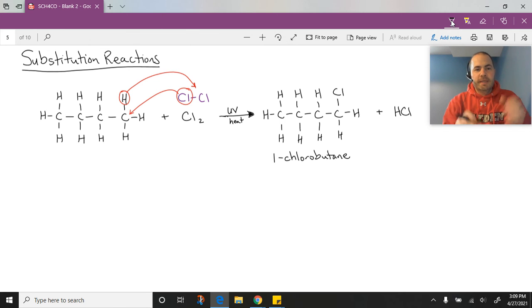Okay, so again, in our substitution reaction, one atom, or sometimes a part of a molecule, might take the place of another part of a molecule when we do a substitution. So in this case, we substituted that chloro in place of the hydrogen.